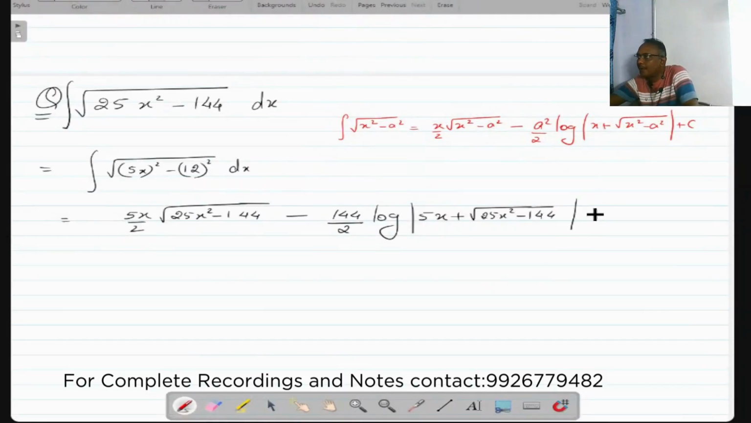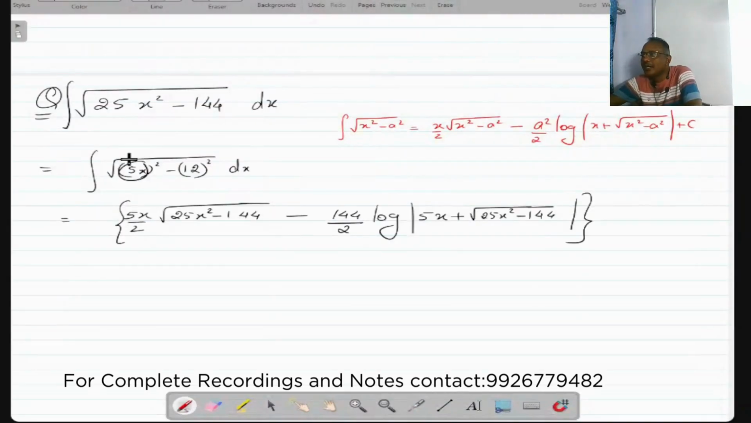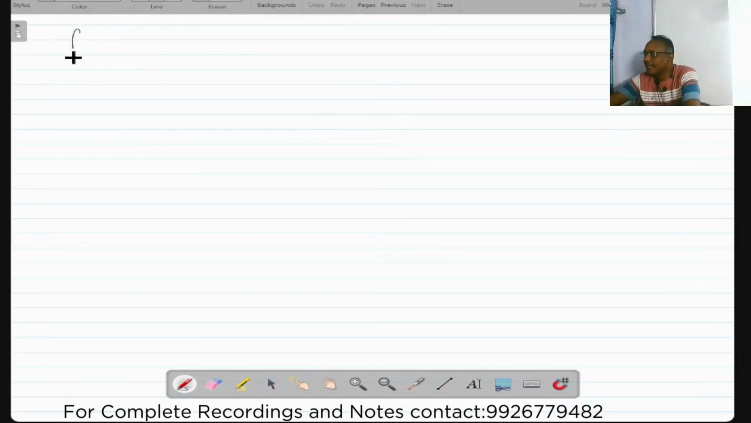But the problem is I have to divide. This is a linear now. Don't forget to divide the coefficient of x, plus c. I have a quadratic now. Now we are coming to a form, integral of quadratics. Supposing I have a quadratic of 5x square plus 2x minus 1.